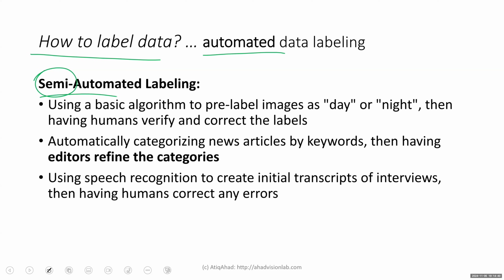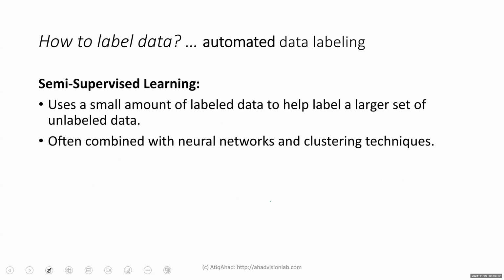Semi-automated labeling means using a basic algorithm to pre-label images as day or night, and then having humans verify and correct the labels. Automatically categorizing news articles by keywords is another example, where editors then define the categories. So you can say this is semi-automated labeling. Using speech recognition to create initial transcripts of interviews, then human experts will read it and listen and correct any errors. This way, we train.